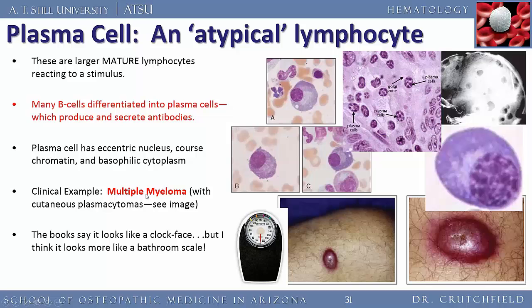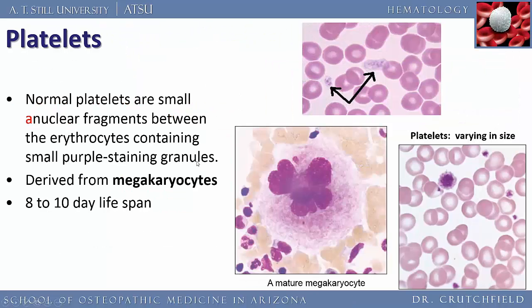So this is the importance of a plasma cell. It's sort of an atypical lymphocyte. It looks like either a clock face or a scale that you'd stand on. They secrete antibodies. They have an eccentric nucleus and basophilic cytoplasm. And most importantly, they secrete antibodies, and they come from a B cell. The only way you can tell them from a T cell is by special staining.